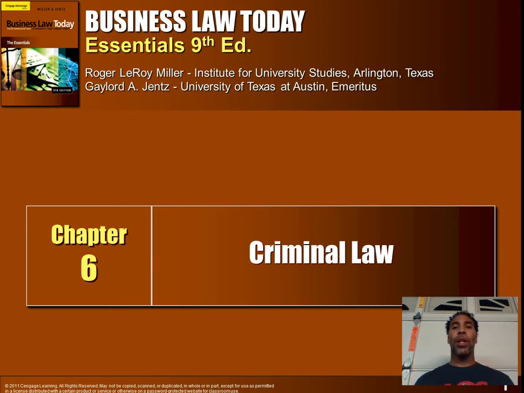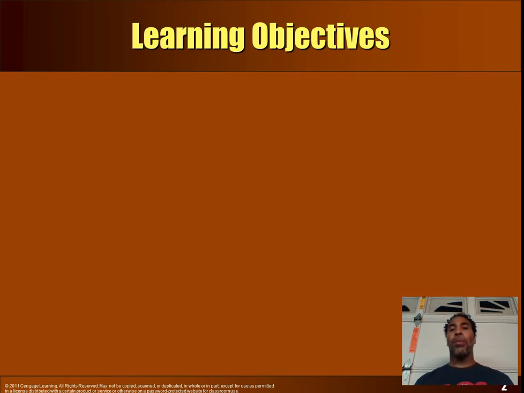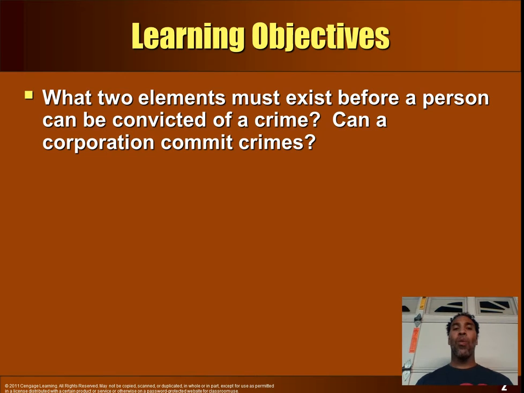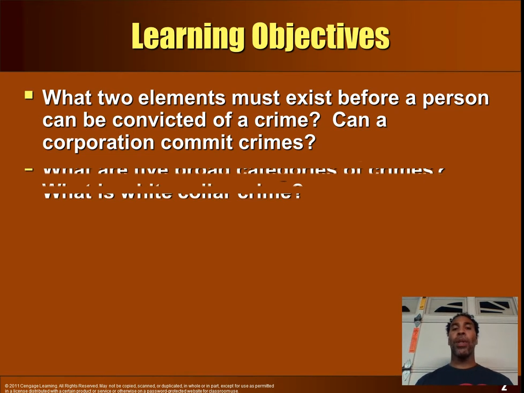We are going to discuss criminal law, and in discussing criminal law we'll also discuss civil law as well. Our learning objectives for this chapter are: what two elements must exist before a person can be convicted of a crime? We'll discuss those. And can a corporation commit a crime?